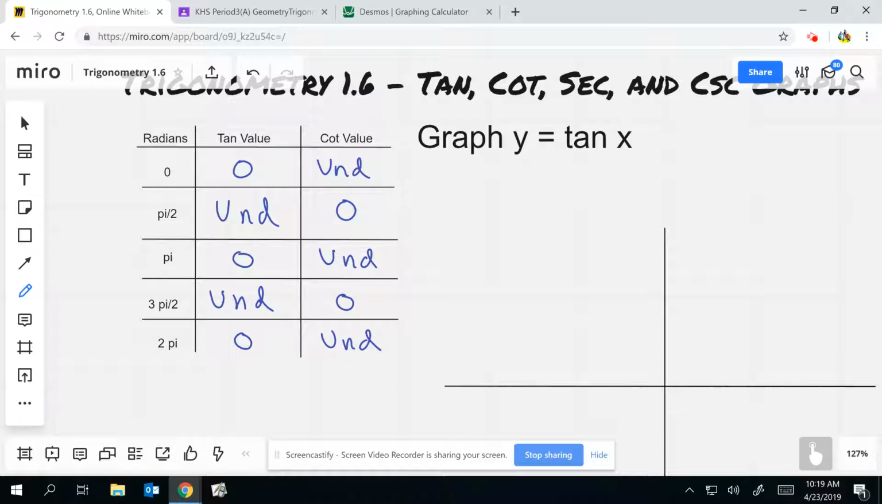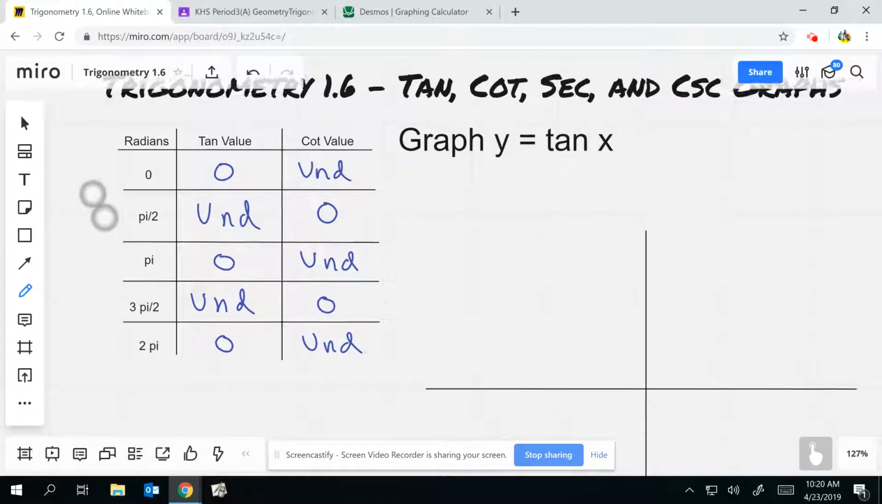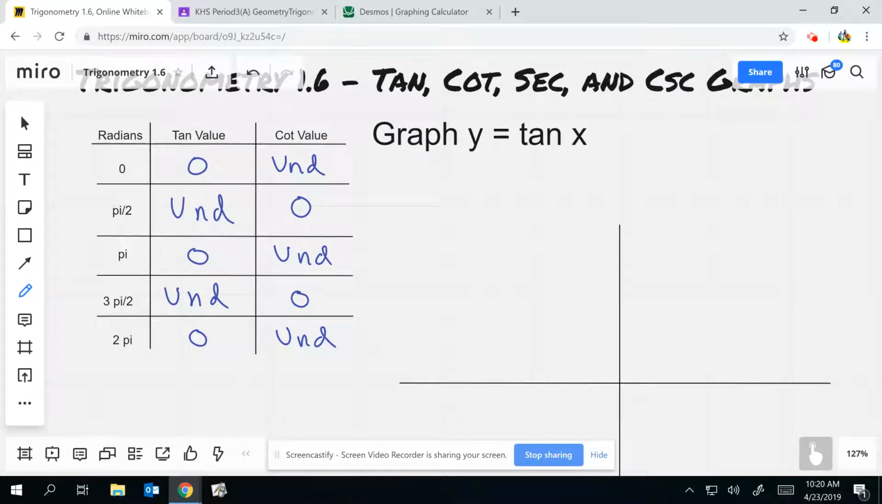Well, how do we graph undefined values? That's the key. That's the question. How do you graph values that are undefined? And the answer is you can't. You're not allowed to graph an undefined value. It's not defined. It is not a value. So we need to find out where our undefined values are on our graph.